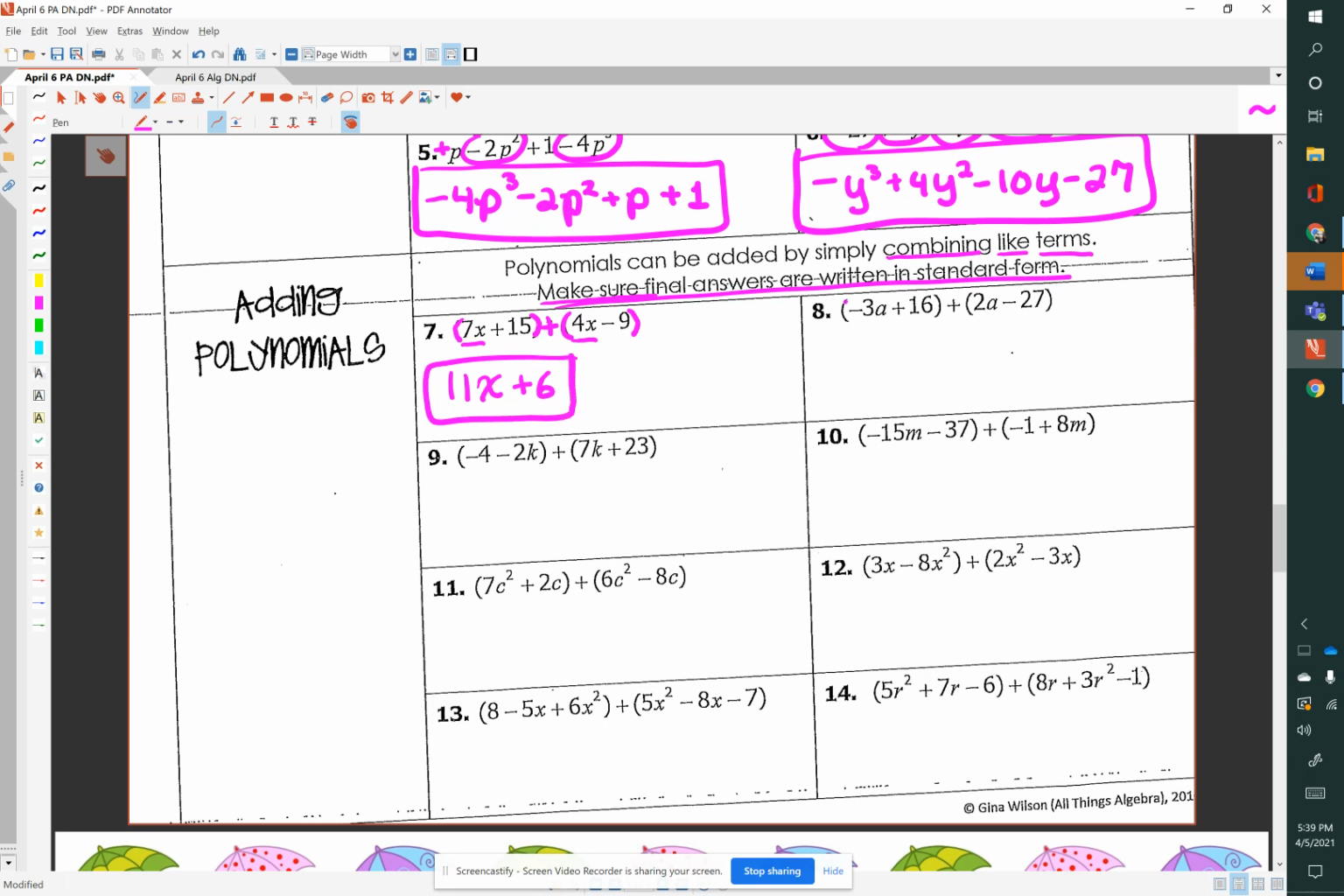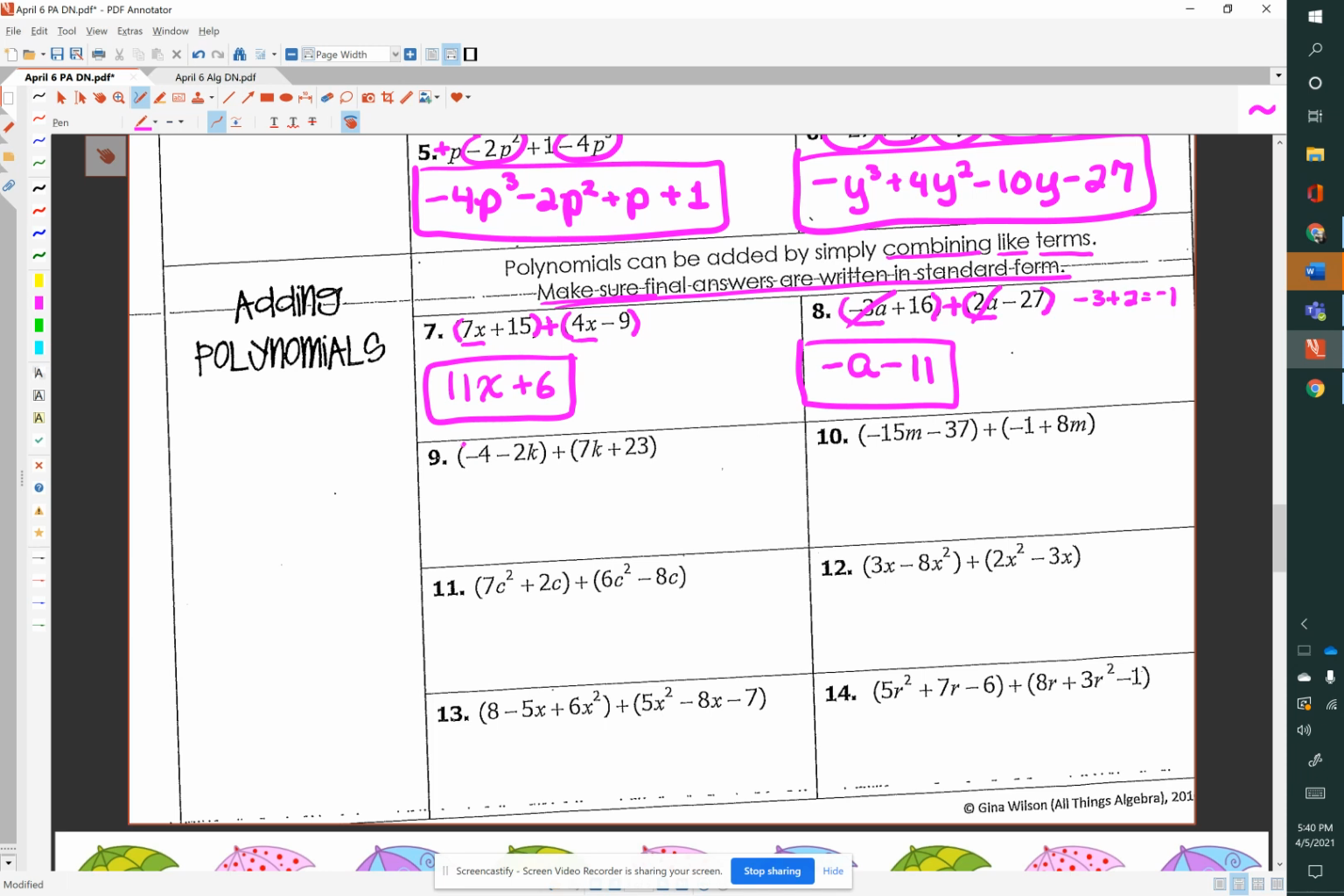So number 8, we have the quantity of negative 3a plus 16 added to the quantity of 2a minus 27. So we'll start with these a terms. Negative 3a plus 2a. So that's negative 3 plus 2, which equals negative 1. So we don't write negative 1a. We write negative a, and the 1 is implied. So that takes care of the a terms. Now we have 16 minus 27. So that would be negative 11. And that's our final answer.